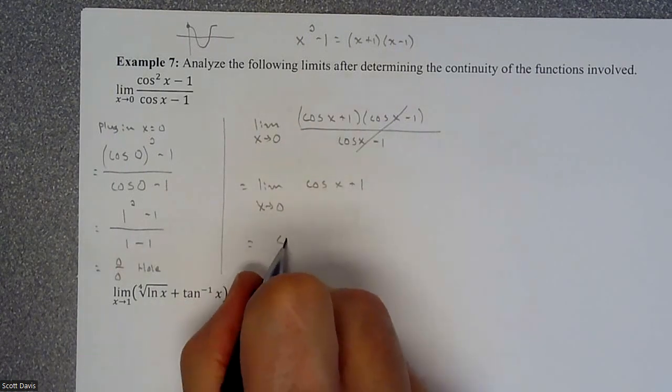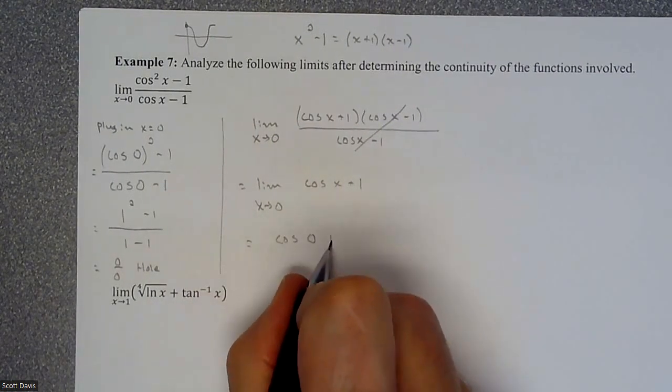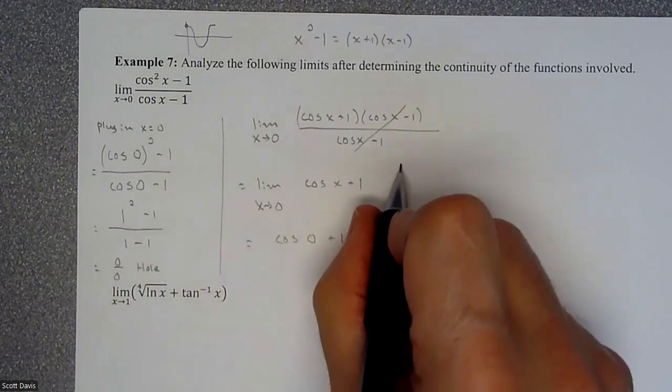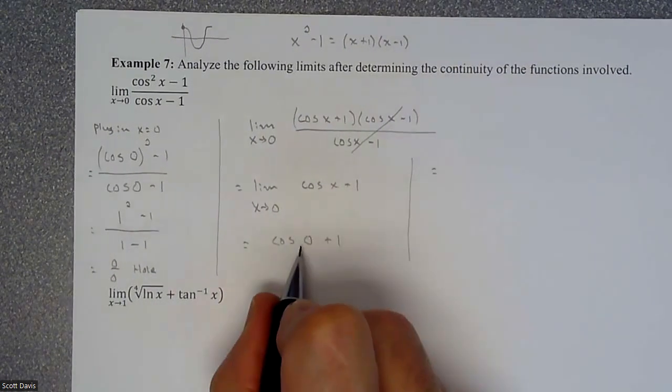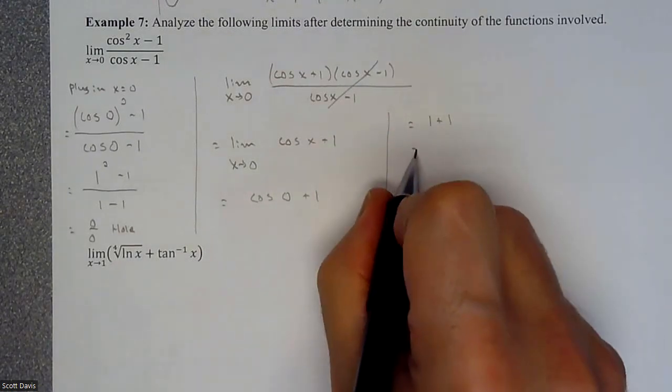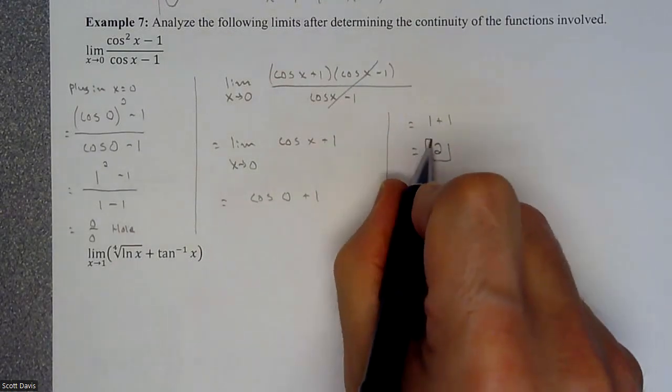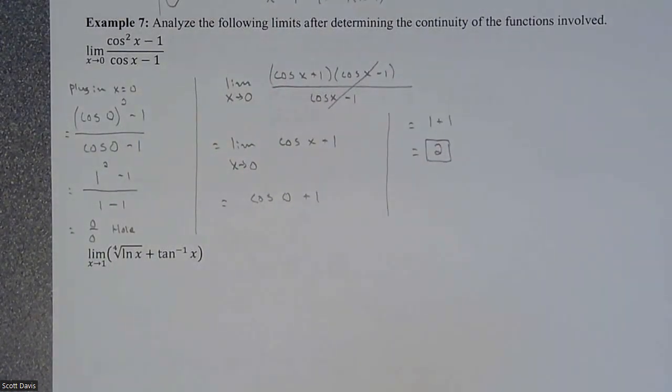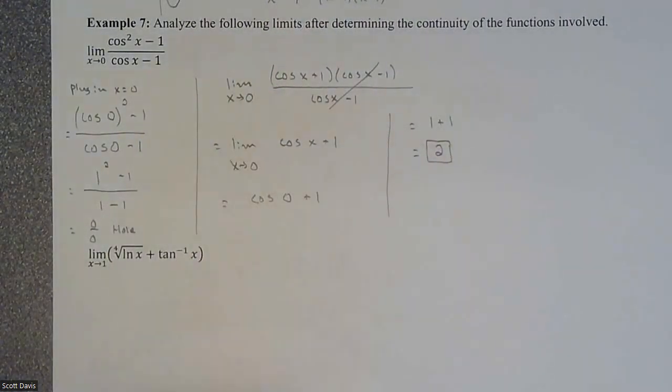So we're doing cosine of 0 plus 1. And cosine of 0 is 1. 1 plus 1 is going to give us 2. So that is our limit as our graph is approaching 0.